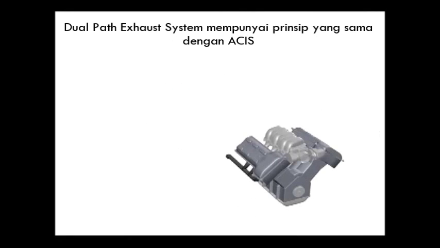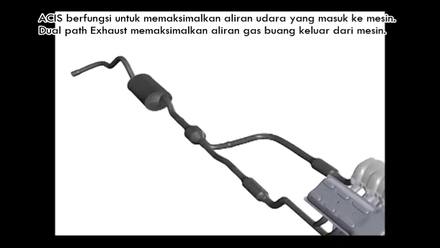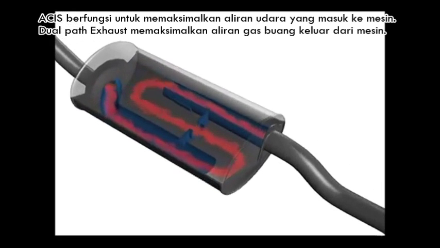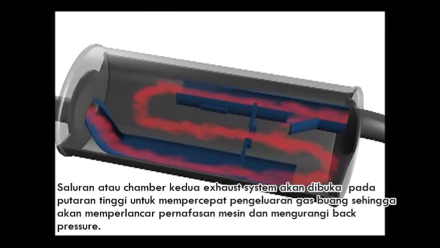A dual-path exhaust system works somewhat like ACIS, except ACIS maximizes airflow into the engine, while the dual-path exhaust maximizes exhaust flow out of the engine. A second path or chamber opens in the exhaust system at higher RPM to help evacuate the higher volume of exhaust, resulting in better breathing with less back pressure.